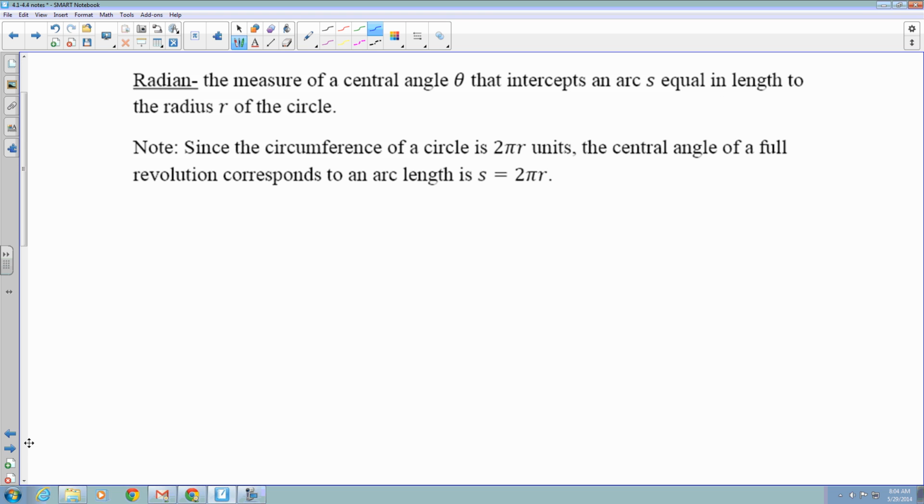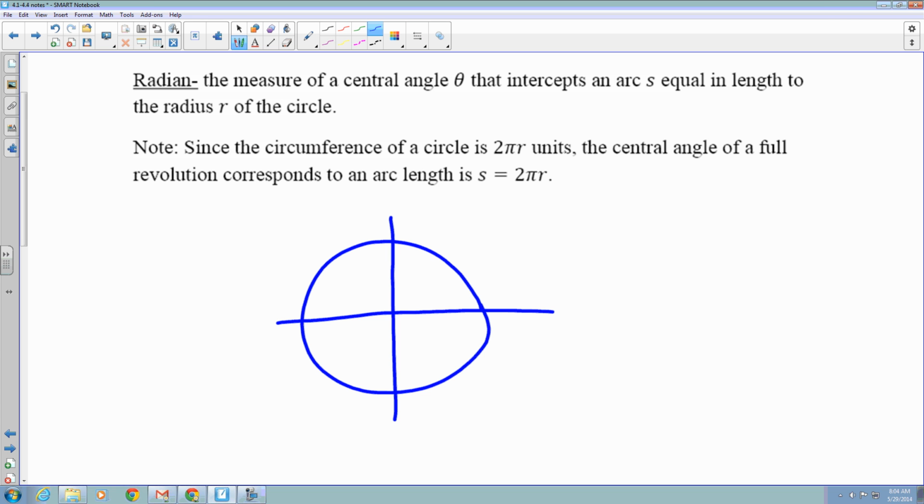Radian measure. So we haven't done anything with radian measure. I don't think you have at all in geometry. But a radian is just another way of measuring an angle, and that's one we're going to be dealing with most. It's a measure of a central angle theta that intercepts an arc S equal in length to the radius r of the circle. So I'm going to draw a picture that represents that here.